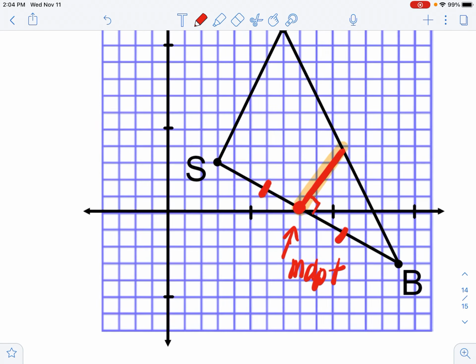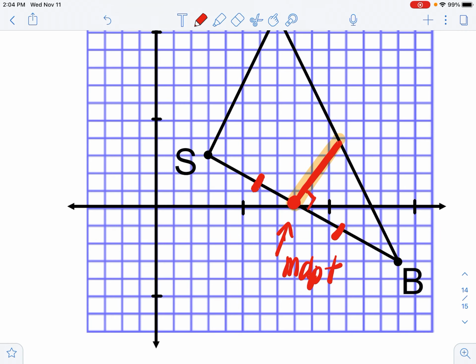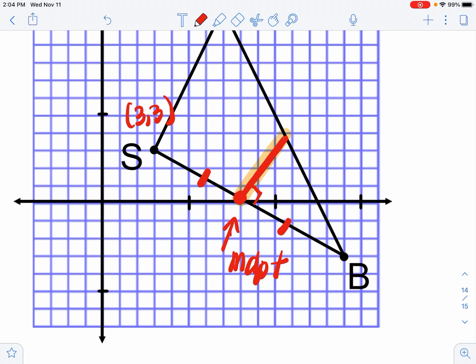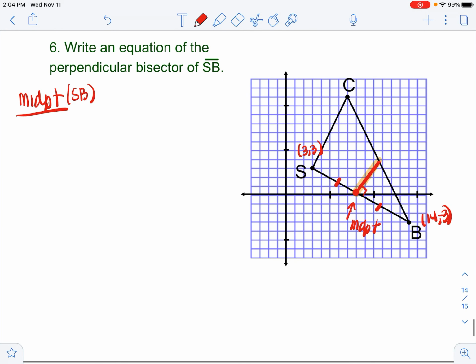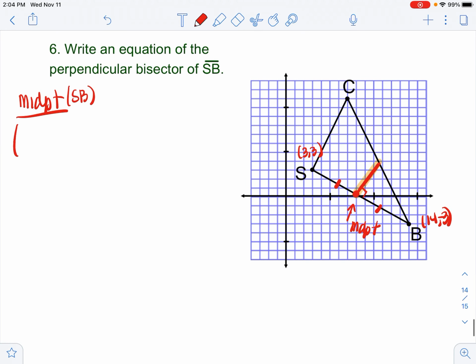Okay, so where is S located? S is at 3, 3. And B is at, that looks like 14, -3. So let's find the midpoint. I'm going to do 3 plus 14 divided by 2, and 3 plus -3 divided by 2. So that's 17/2, 0.